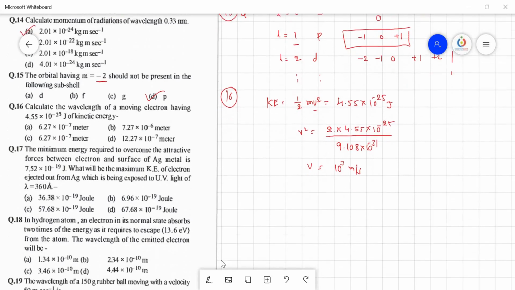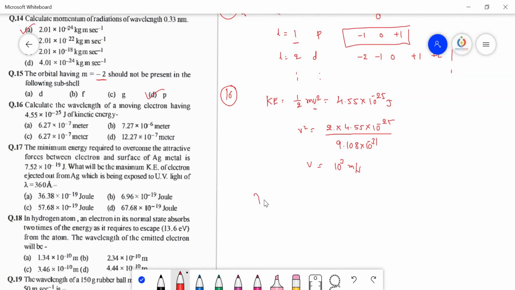Now we can substitute this in lambda equals h by mv. So 6.625 into 10 power minus 34 divided by 9.108 into 10 power minus 31, into the velocity value we just got, 10 power 3. By solving this, we shall get 7.27 into 10 power minus 7 meter. So option B is correct.